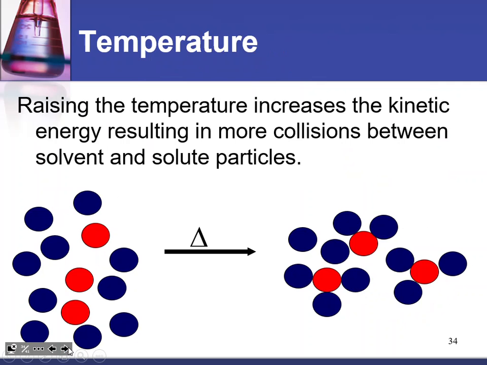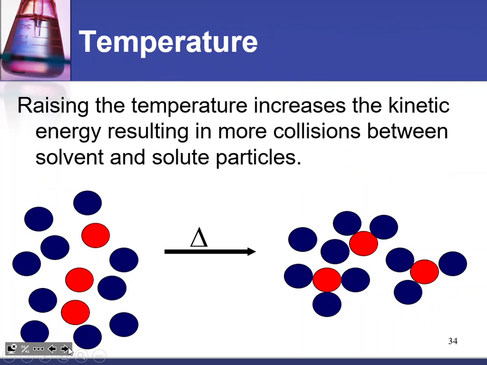Here goes the particles. There we go. Raising the temperature. Now this one is a little different in the explanation. You don't just have more collisions. Why do we have more collisions? Because an increase in temperature creates more average kinetic energy. What's kinetic energy again? Energy of motion. So if you increase the kinetic energy, you're making them move faster. If they're moving faster, they will mix faster, right?